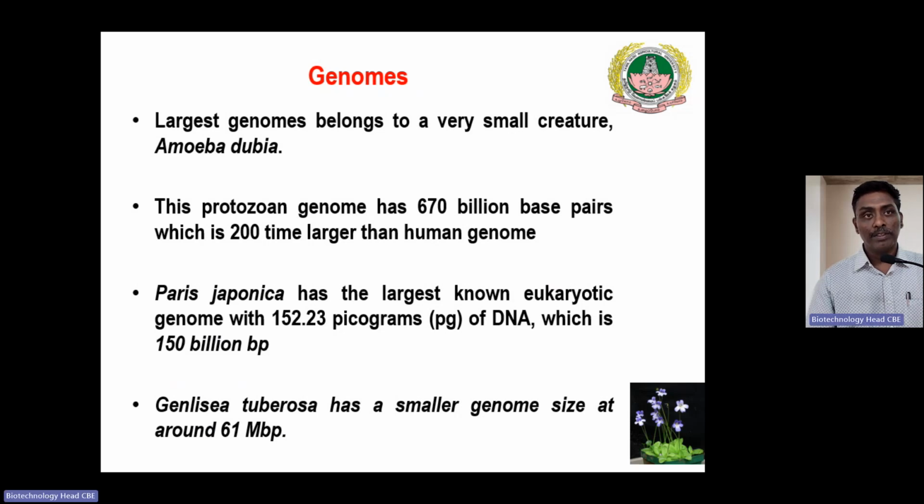The Japanese flower plant is called Paris japonica. It has the largest known eukaryotic genome with 152.23 picograms of DNA, which is 150 billion base pairs in size. Another flowering plant, called Genlisea tuberosa, has a smaller genome size at around 61 Mbp.